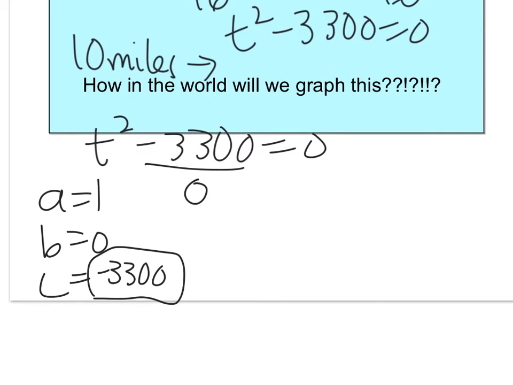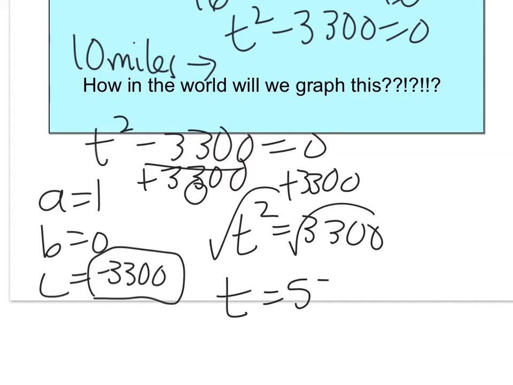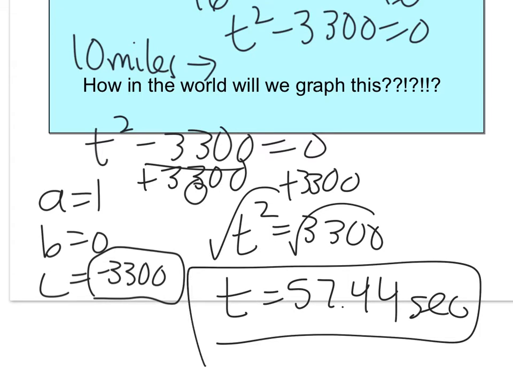So what I would do is figure out when that equals 0. So I would add 3,300. I would solve it algebraically. So t squared equals 3,300. Square root of that is going to be 57.44. So approximately 57 seconds if he doesn't have his aerodynamic suit. So that's pretty fast to fall 10 miles in less than a minute. So just kind of taking that into account, that's what that's going to look like.